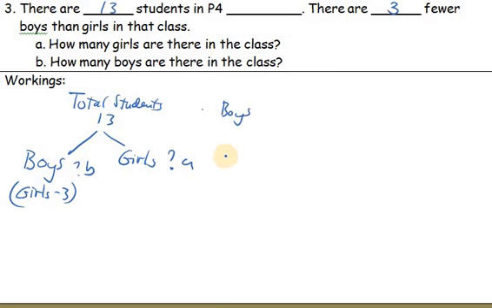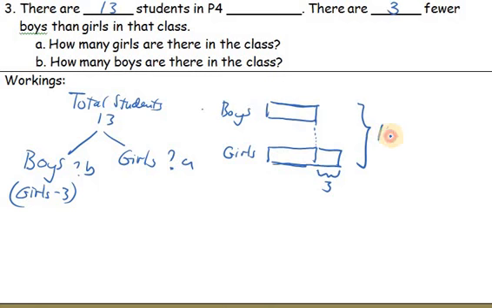So let's draw the model. We have boys and girls. The model is just the same as number 2, but a different question. Question A is about the girls, how many girls. Question B is how many boys. So let's draw it first. This one is the comparison between boys and girls. We know there are 3 fewer boys than girls, so there are 3 more girls over here. And then we know the total students over here is 13. Question A that we need to address is how many girls, and question B is how many boys are there.